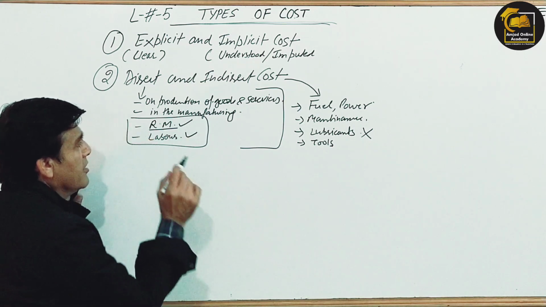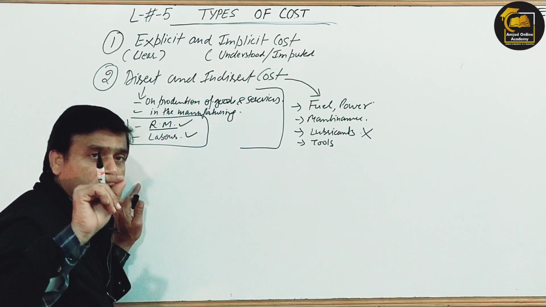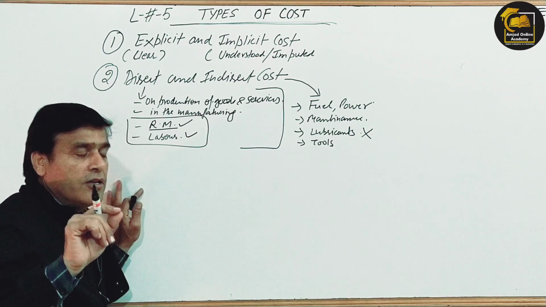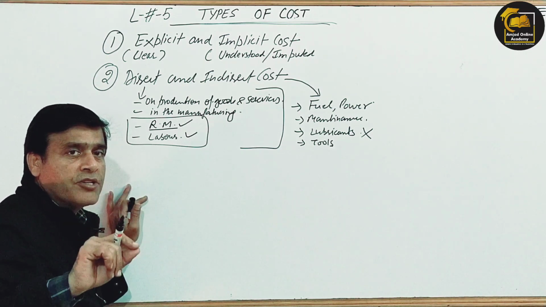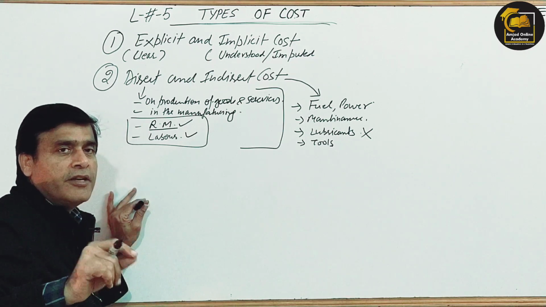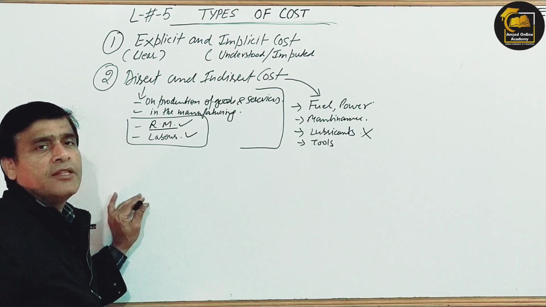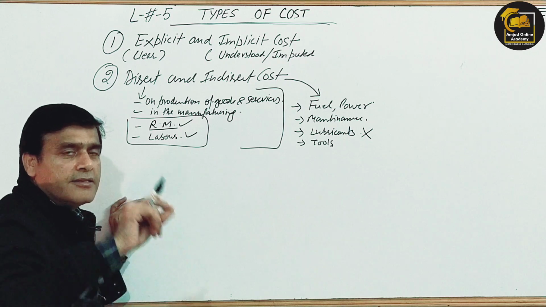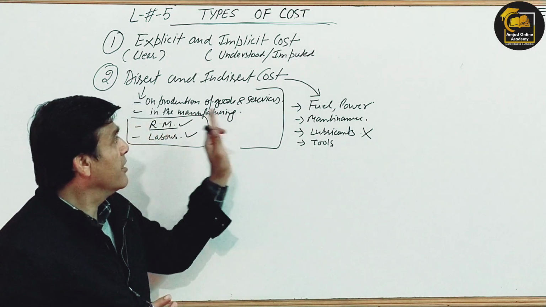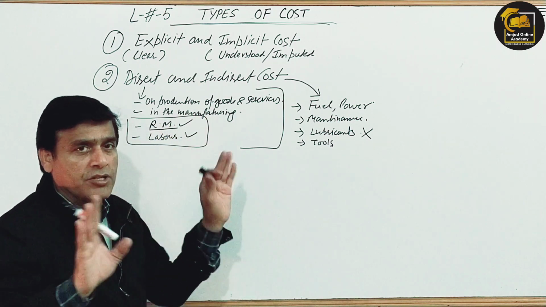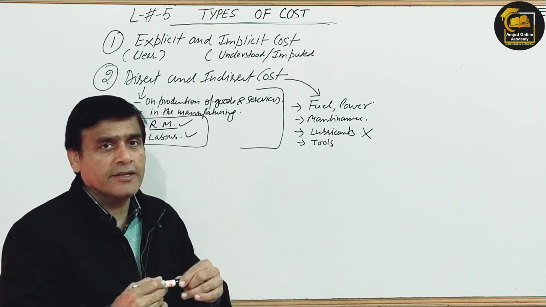So direct cost is any cost which is related to the manufacturing. And indirect cost is the cost which assists the production, either incurring in the factory, in the office, or in the sales department. I hope that I have made clear the difference here. There is no complication here. Direct and indirect cost.